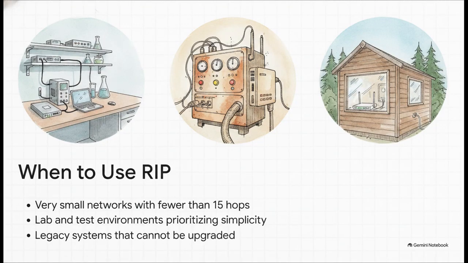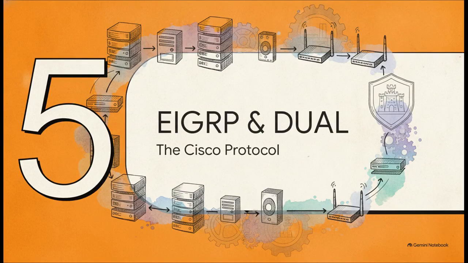Well, simplicity. RIP is unbelievably simple to configure, usually just 2 or 3 commands. That makes it perfect for quick lab environments, legacy industrial systems that physically can't run anything else, or just very small, highly contained branch networks where performance simply isn't an issue. Section 5, EIGRP and the DUAL algorithm.